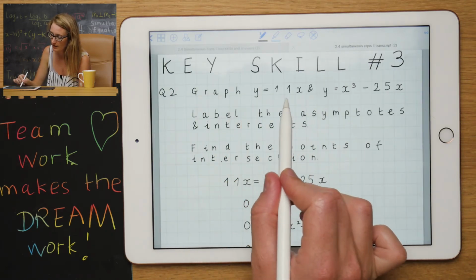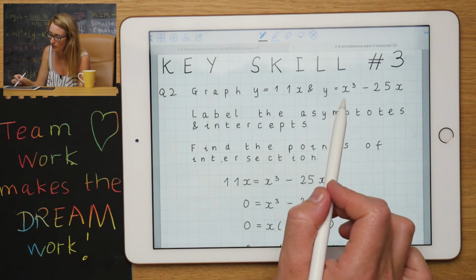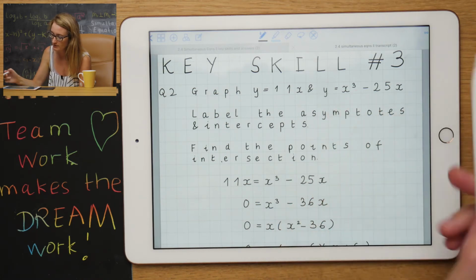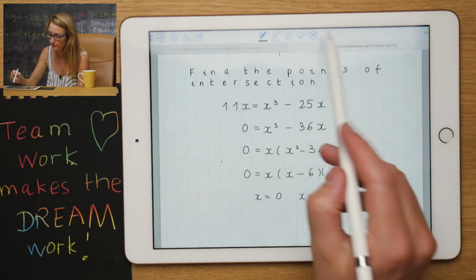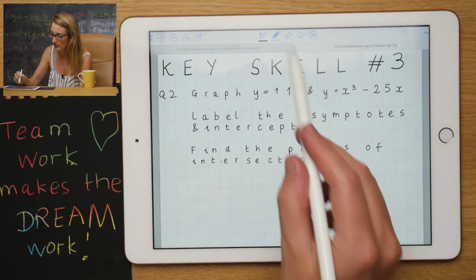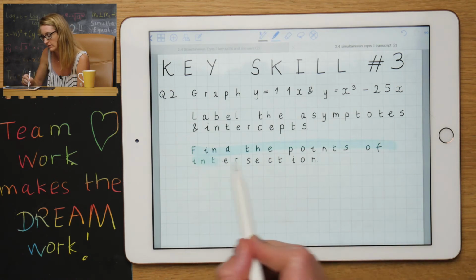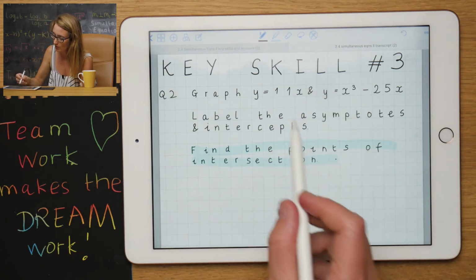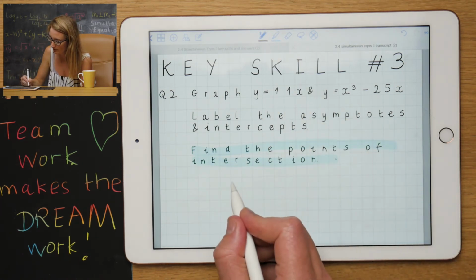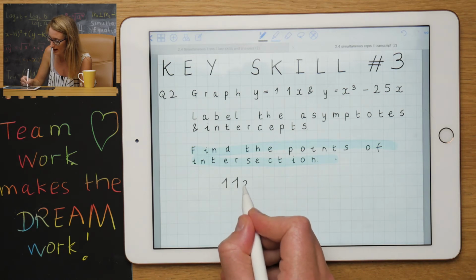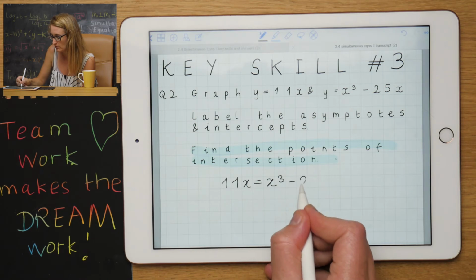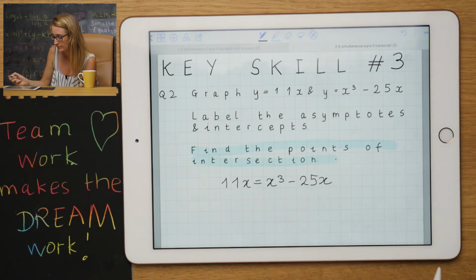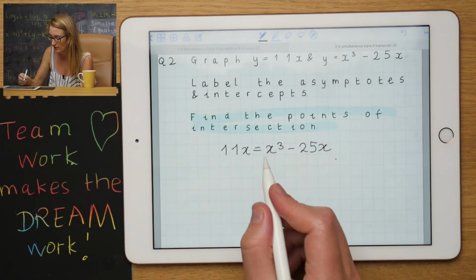Graph y equals 11x and y equals x cubed minus 25x. Label the asymptotes and intercepts. Find the points of intersection. In this section, we're only going to be looking at this part, find the points of intersection. So we take our 2 graphs and we let them equal each other. So 11x should equal x cubed minus 25x. I'm going to bring everything to one side.